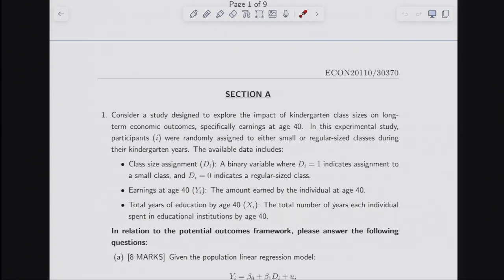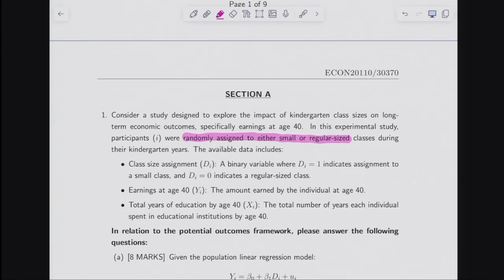Okay, so I guess this is what you're more interested in, the mock exam paper. So this session A essentially is related to what we've been discussing in the past couple of weeks post-Easter. Now, we have a study that is designed to explore the impact of kindergarten class size on your wage at age 40. And we're told that the participants are randomly assigned to either small or regular classes during their kindergarten years.